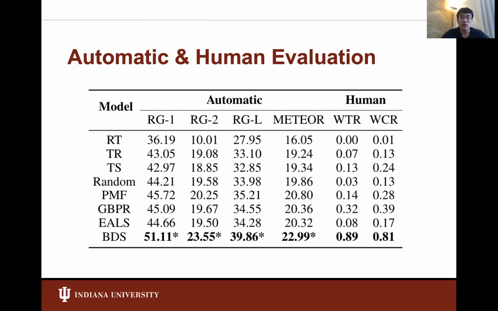And we define 2 types of evaluation metrics. One is automatic metrics, including ROUGE and METEOR. Another type is human metrics. We defined 2 metrics, including a winning time rate and a winning count rate. From the evaluation results, we can see that our model significantly beats the rest of the baselines here.